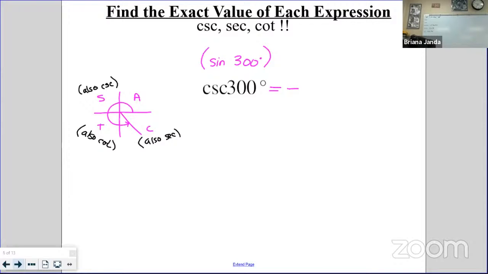Questions so far? So again, think through its reciprocal. Sine is negative in quadrant 4, which means its reciprocal is negative in quadrant 4. Okay, if I am a special right triangle, oh, what's our reference angle?